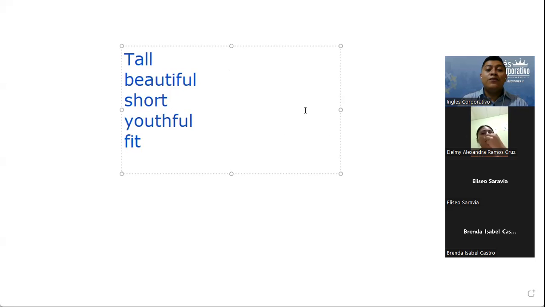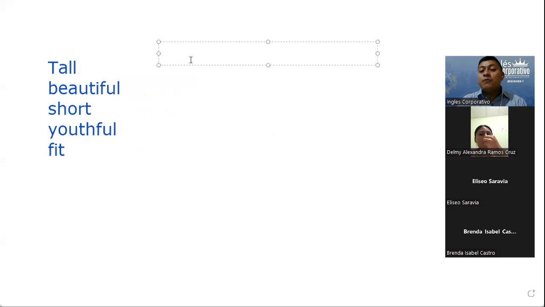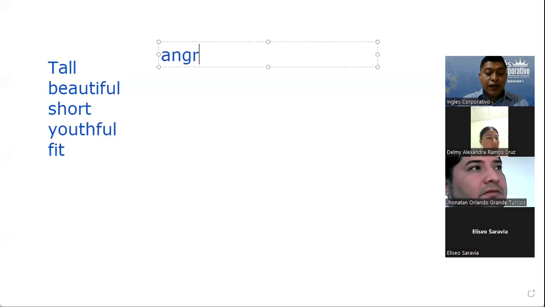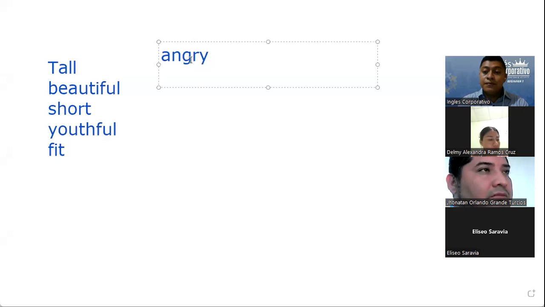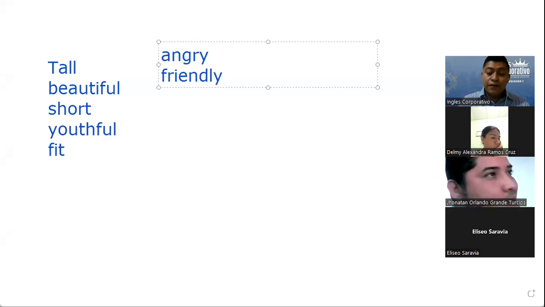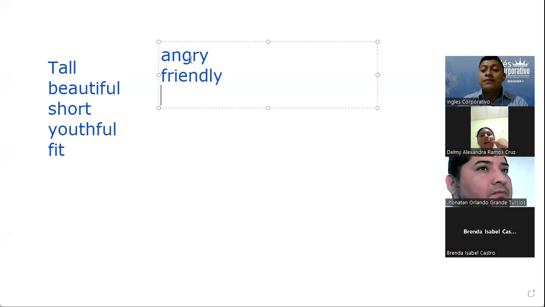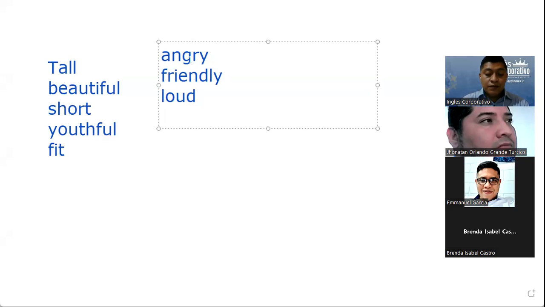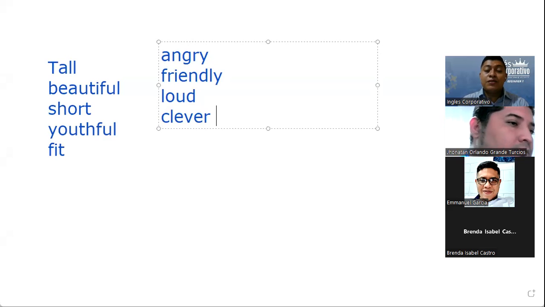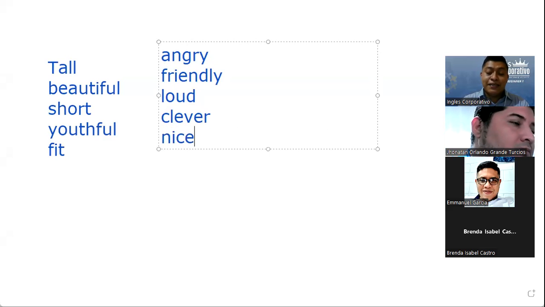And what about personality? Do you remember some adjective to describe people's personality? Angry. Okay, angry is one. Friendly. Okay, friendly, thank you. Any other? Loud. Serious. Clever. Clever, thank you. Which other one? Nice. Some other, nice.